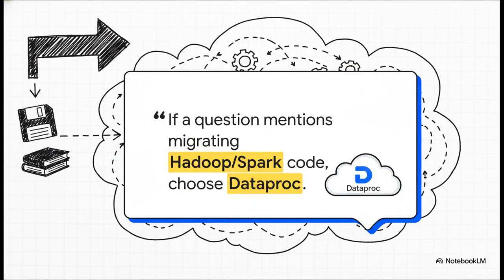So let's just call this the golden rule for the exam. I want you to burn this into your brain. If a question ever says migrating Hadoop/Spark code, your fingers should immediately go to the Dataproc button. If it says new, serverless real-time pipeline, it's Dataflow. That single distinction is going to get you the right answer almost every single time.